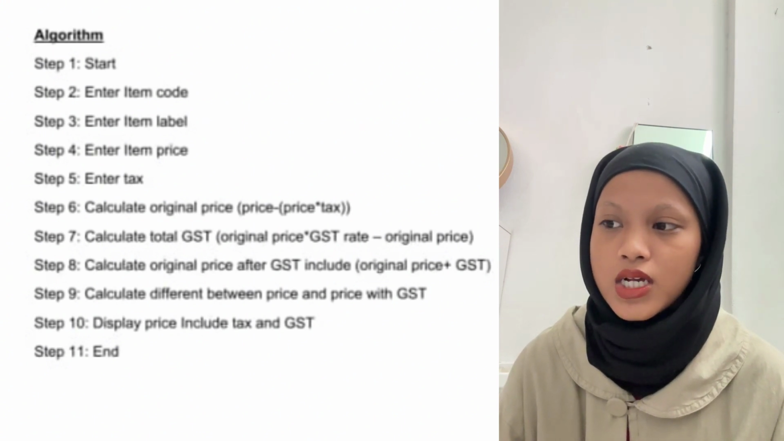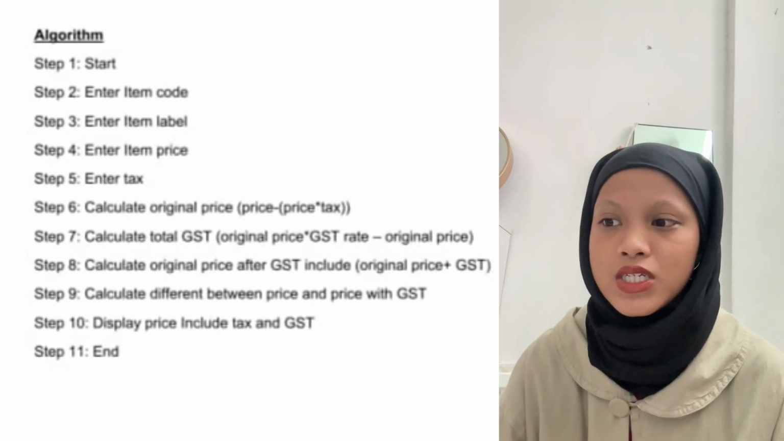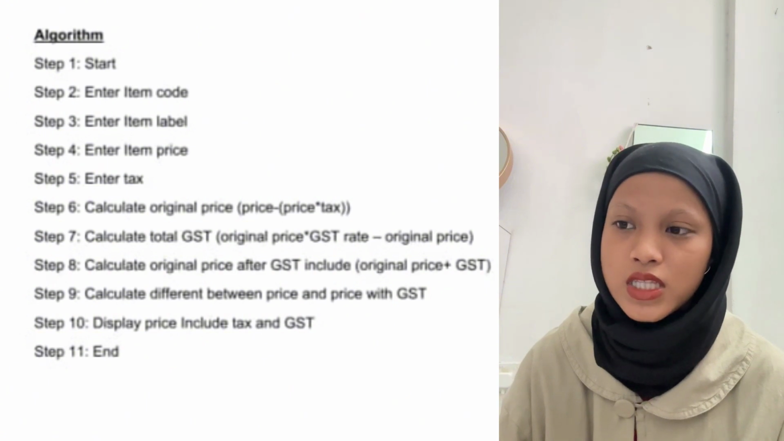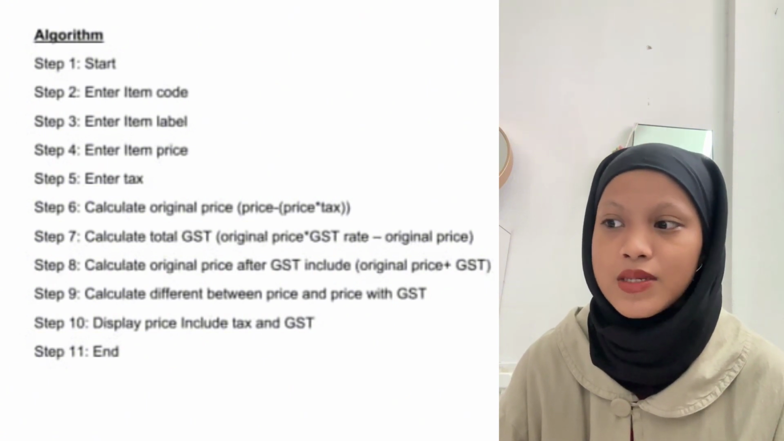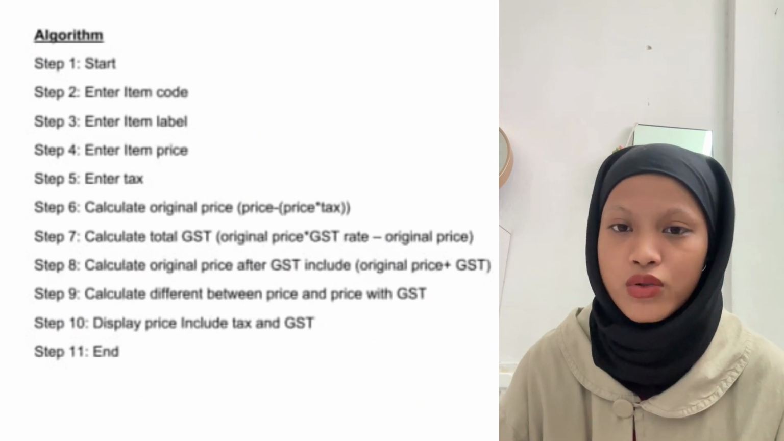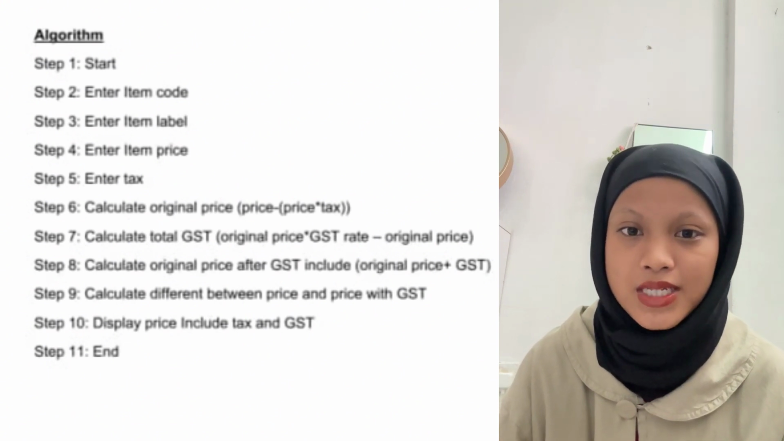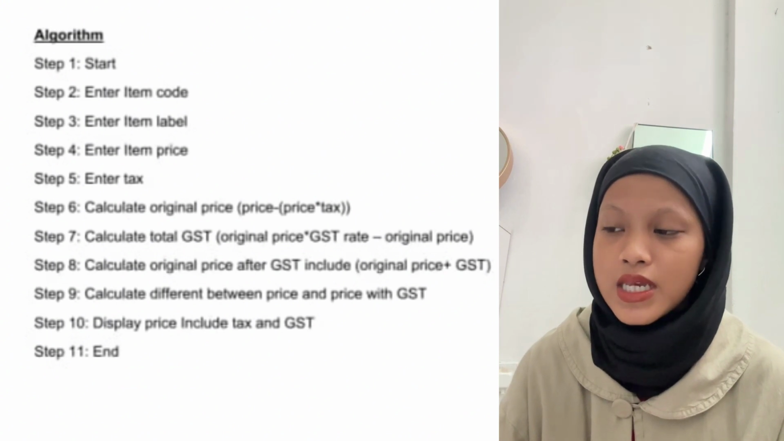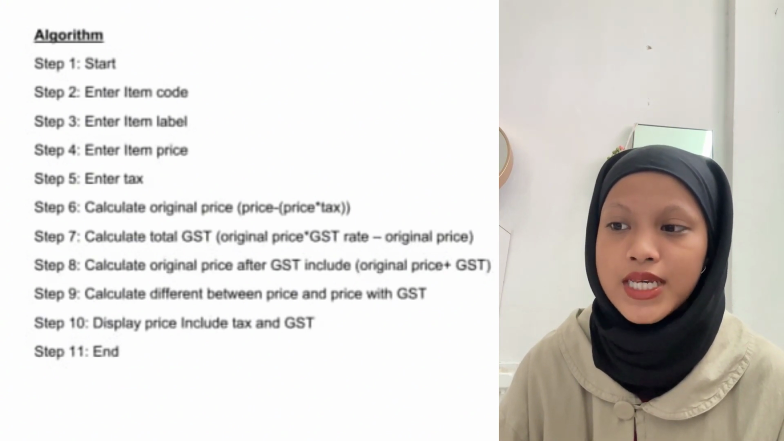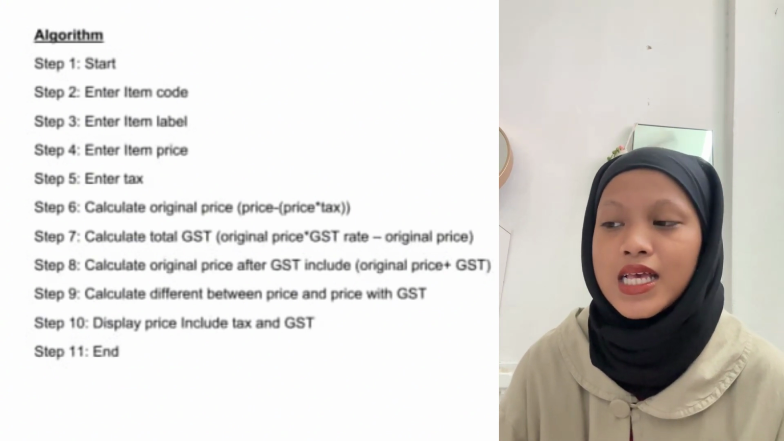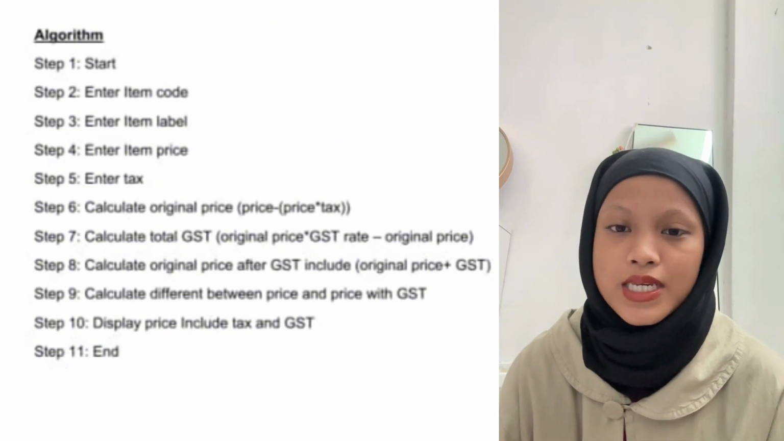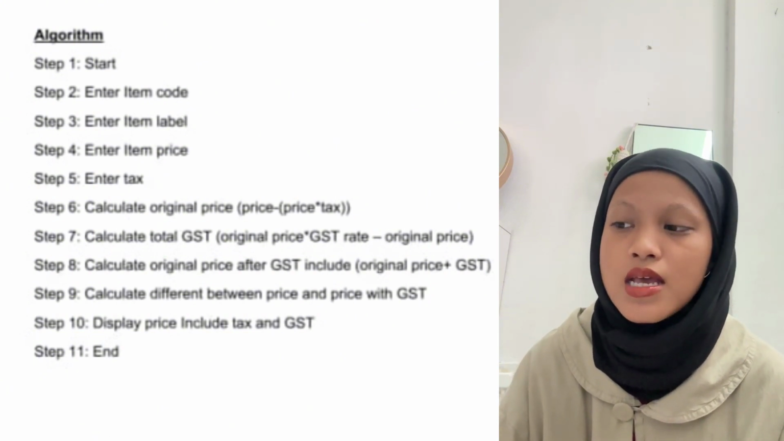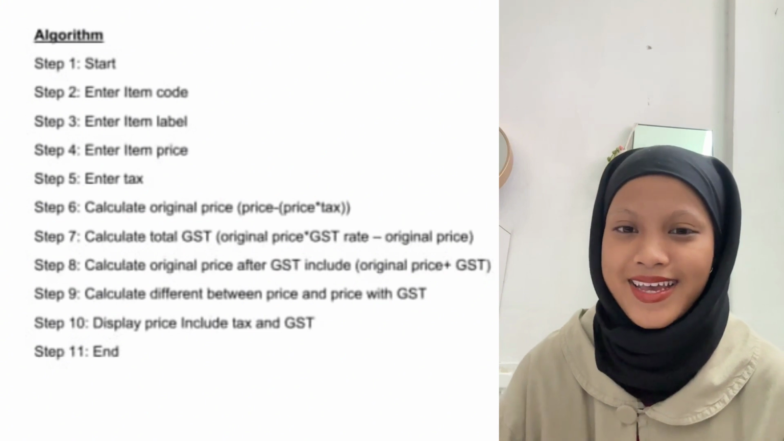Step 7, calculate total GST by original price multiply GST rate. Step 8, calculate original price after GST included by plus original price with GST. Step 9, calculate difference between price and price with GST. Step 10, display price including tax and GST. Step 11, end. All done.